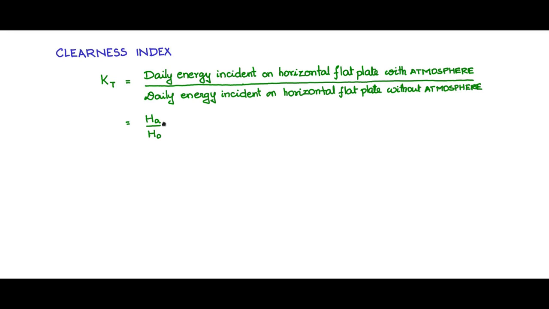However, HA is the energy with atmospheric effects, and that is difficult to calculate, but we can measure it. So if we measure HA, we calculate H naught, then we get the accurate correct value of KT at any given place. So now how do we do that? How do we measure KT? First, what we do is take a pyrometer and place the pyrometer at the place of interest.